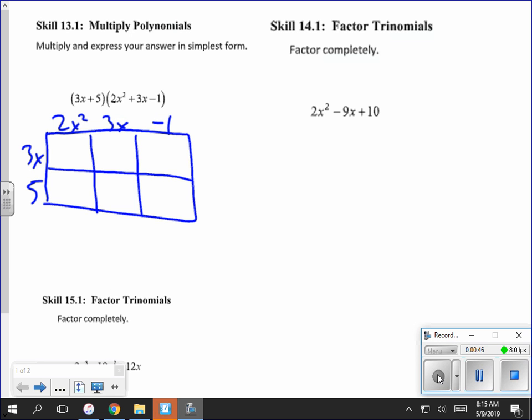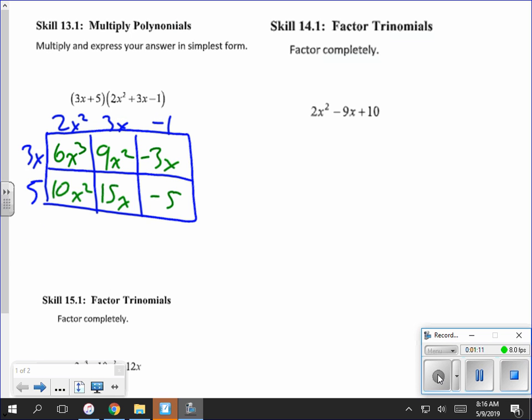3x times 2x squared gives me 6x cubed. 3x times 3x gives me 9x squared. 3x times negative 1, negative 3x. 5 times 2x squared is 10x squared. 5 times 3x is 15x. 5 times negative 1 is negative 5. And now I combine up like terms and get my answer.